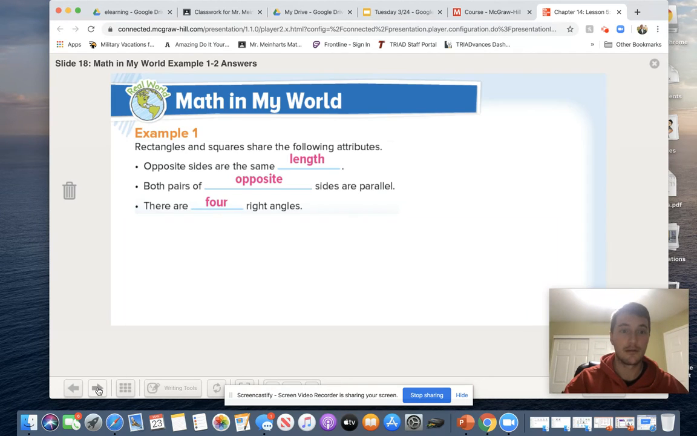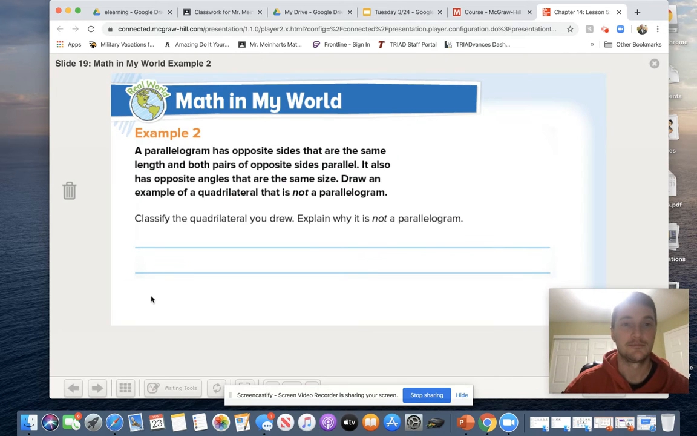So opposite sides are the same length. Both pairs of opposite sides are parallel, and there are 4 right angles. 4 right angles in squares and rectangles. Remember, you can always get an index card. If it fits right up there in that corner, that's a right angle. See if I can make one with my hand. Nope, I can't make one with my hand. I tried.